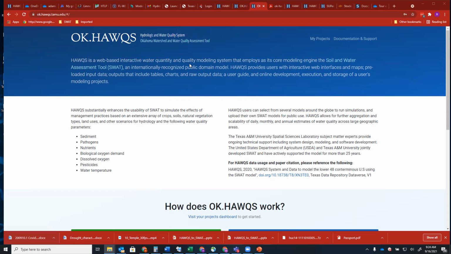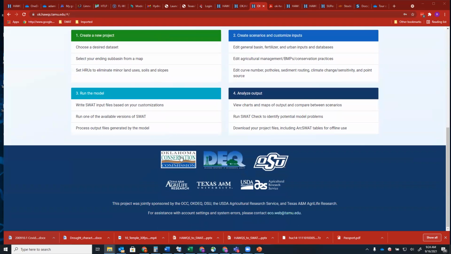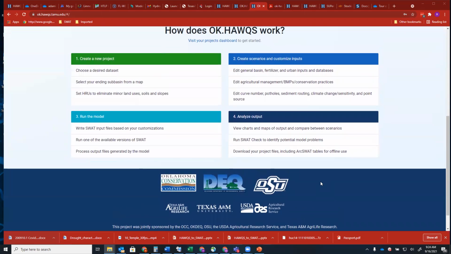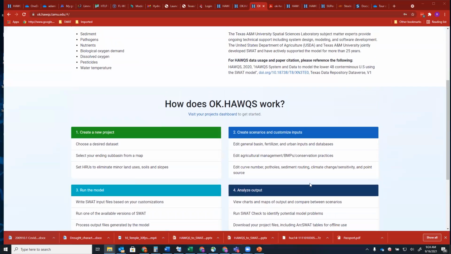Wonderful. So this is the OK-HAWQS website, OK-HAWQS.tamu.edu. It's truly a collaborative work across many institutions, and the main contribution is from the Oklahoma Conservation Commission, the DEQ, and Oklahoma State University through the Water Resource Institute that Kevin leads. And of course, Texas A&M and USDA are partners in this. And I have to say that EPA is a major contributor to this HAWQS platform development and so forth.